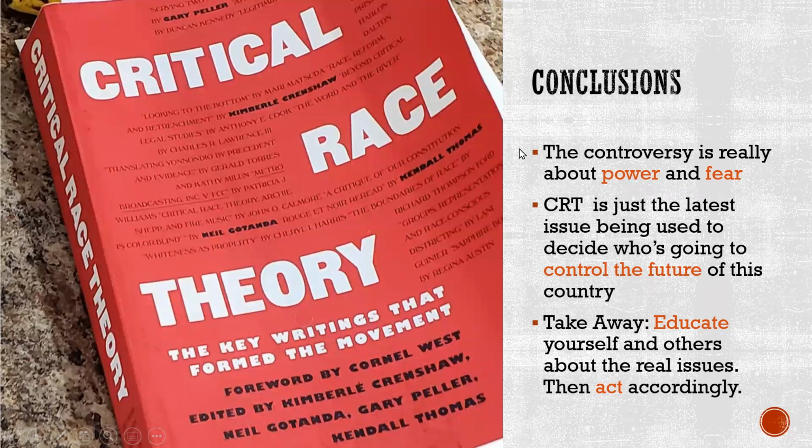So what is it really all about, this controversy that we're having? It's really not about critical race theory specifically. It's more about power and control. As I mentioned, critical race theory is just the latest issue being used to divide our country, to try to decide who's going to have power, who's going to control the future, who controls the information. So that's really what it's about. Right? One side creating these divisions in order to maintain power or to exercise or flex their power.